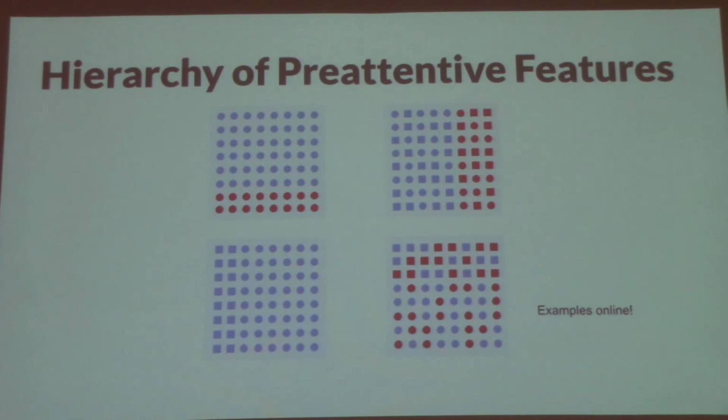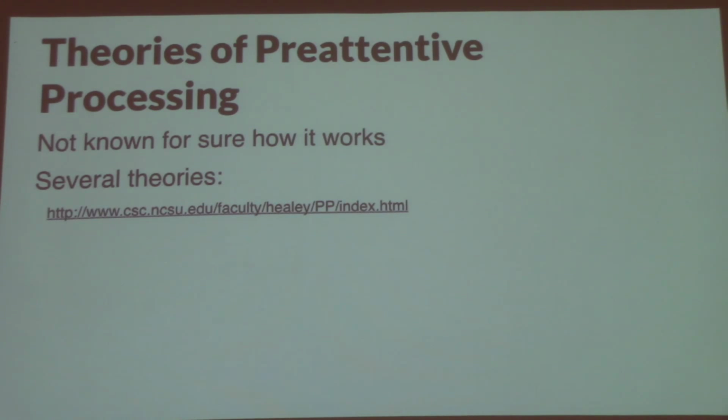And there's a hierarchy of preattentive features. So hue is very strong, as you can see here. Hue is stronger than other shapes. Here we can see the boundaries quite well. And here it's not as easy to see the boundary. So we first look for hue in this case. And there are more examples online.